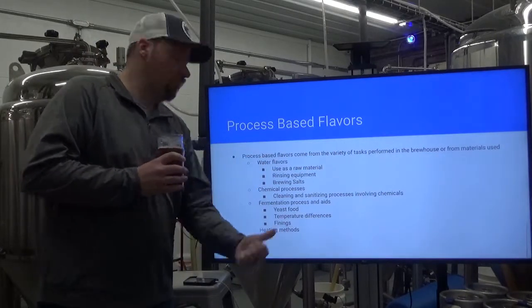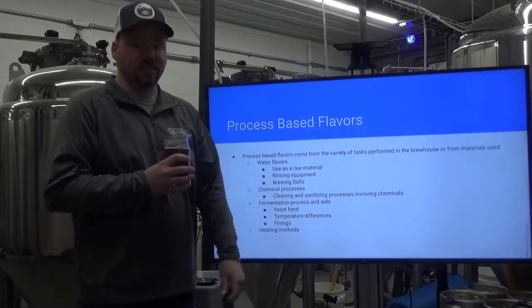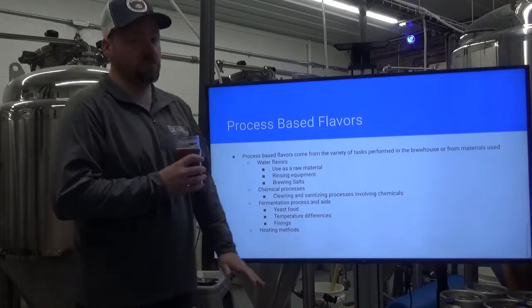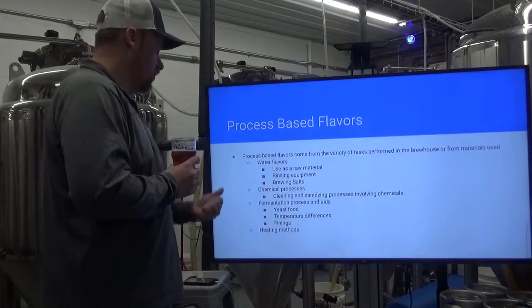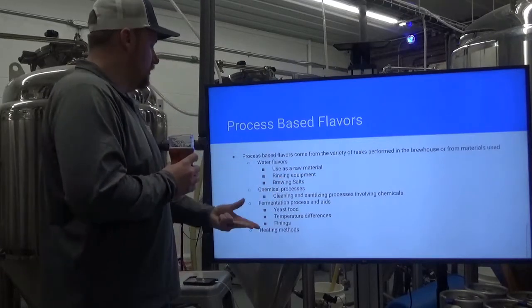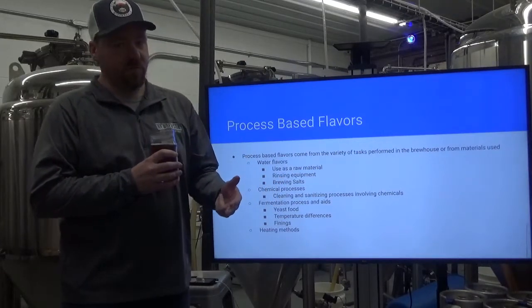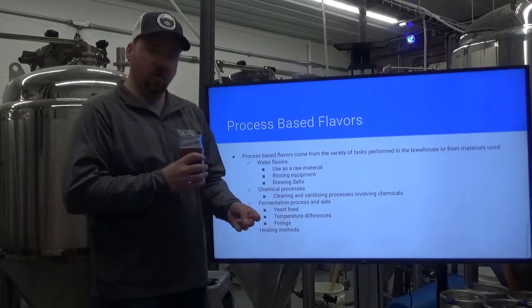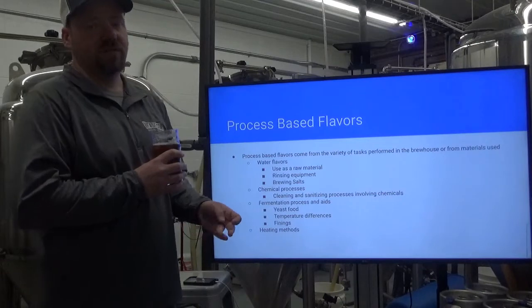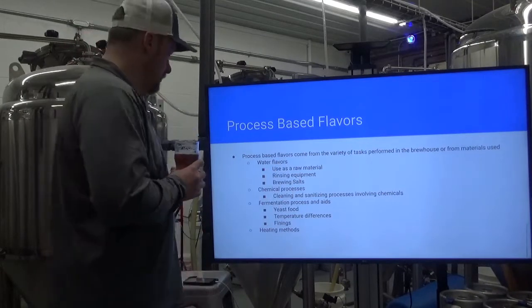Flavors come from chemical processes as well. Cleaning and sanitizing involve a number of chemicals, usually. Then the fermentation process and aids. So we're talking about yeast food, temperature differences during fermentation, and finings. And then we'll talk about heating methods, the process by which we add heat to our system.